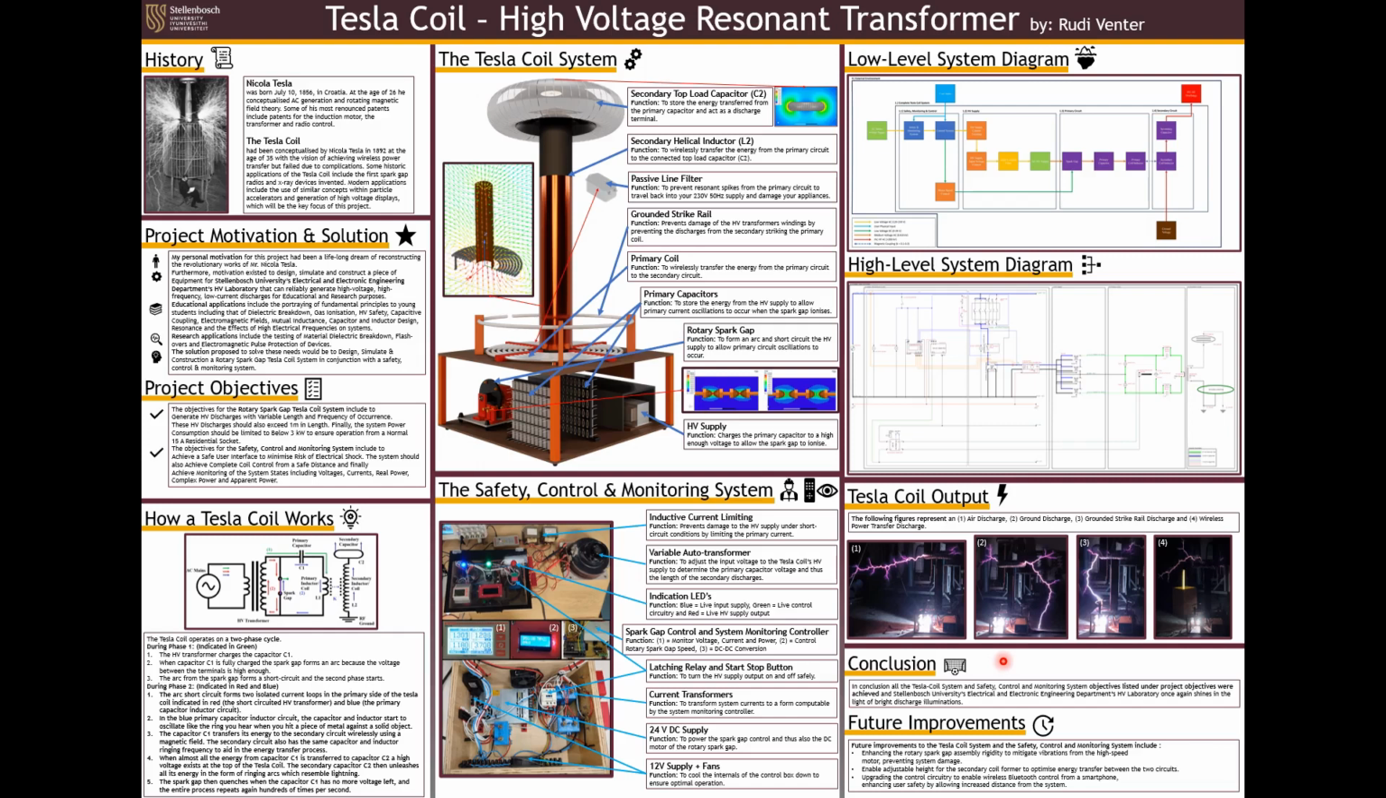In conclusion, the project was a success in the construction of the rotary spark gap Tesla coil and the accompanying safety control and monitoring system. Future improvements include improving the rotary spark gap, the movement of the secondary coil for better coupling, and upgrading the control circuitry to allow Bluetooth control.